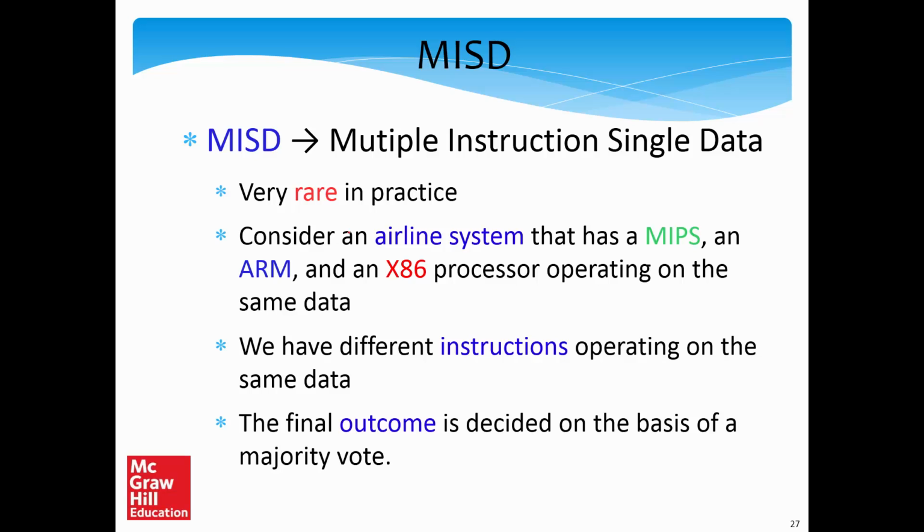MISD, multiple instructions, single data, is very rare in practice. What this is trying to say is that for the same data, multiple programs would be accessing and processing it. One celebrated and classic example is an airline system. So in an airline system, what happens in an aircraft? Rather, instead of an airline system, I would rather make it an aircraft, because that more accurately conveys my idea.